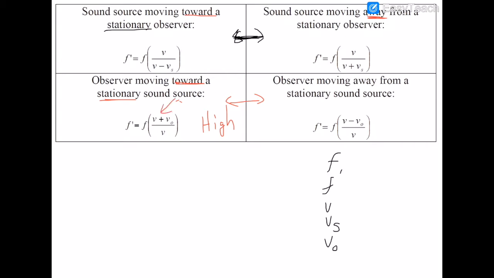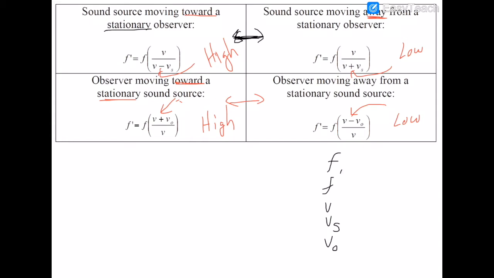Okay, now up here, sound source moving towards a stationary observer. This was also a high frequency, but down here in the bottom, see, it was a minus, right? Okay, so up here, sound source moving away from a stationary observer, it was a low frequency, and it was a plus sign. But here, an observer moving away from a stationary sound source, it would also be a low frequency. But up here in the numerator, you have a minus sign. So, it'd be a nightmare.